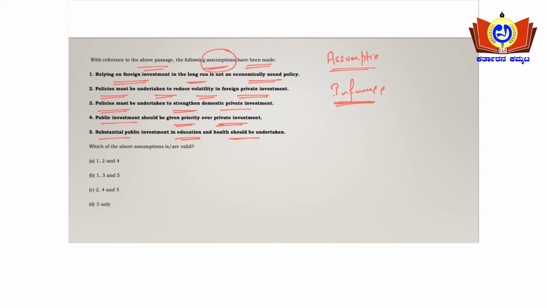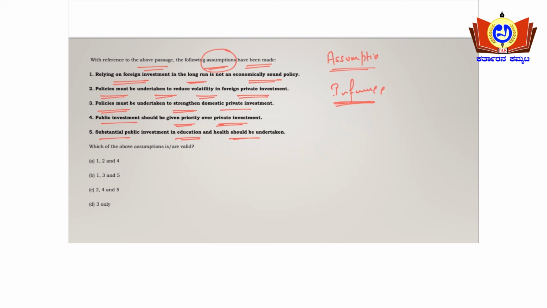Upon examining the first statement, relying on foreign investment in the long run is not an economically sound policy, okay. The passage is not directly talking about economically sound policies, but the passage is saying something about the negative consequences of the policies. See, an assumption is not actually directly given in the passage. We need to assume the things from the passage, as I was telling you, right?